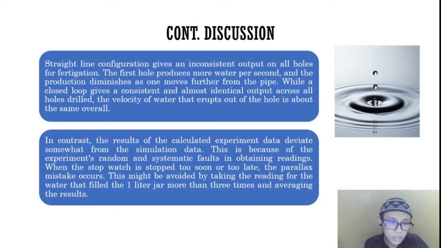In contrast, the result of the calculated experiment data deviates somewhat from the simulation data. This is because of the experiment's random and systematic faults in obtaining readings. When the stopwatch is stopped too soon or too late, a parallax mistake occurs. This might be avoided by taking the reading for the water that filled the 1 liter jar more than 3 times and averaging the results.